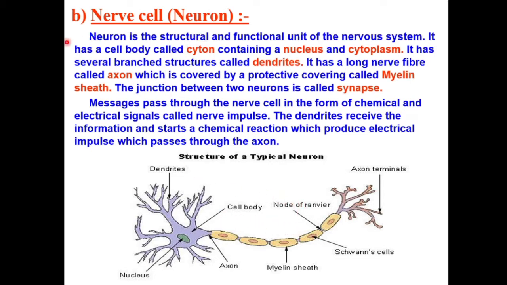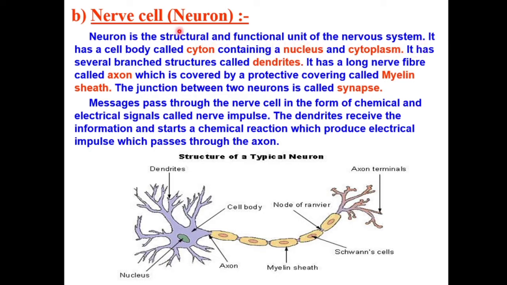So let's see, what does a neuron have? Neuron is the structural and functional unit of the nervous system. Structural means the structure of our nervous system is made up of neurons, and the function performed by your nervous system is also because of many neurons working together. That's why we call it the structural and functional unit of our nervous system.